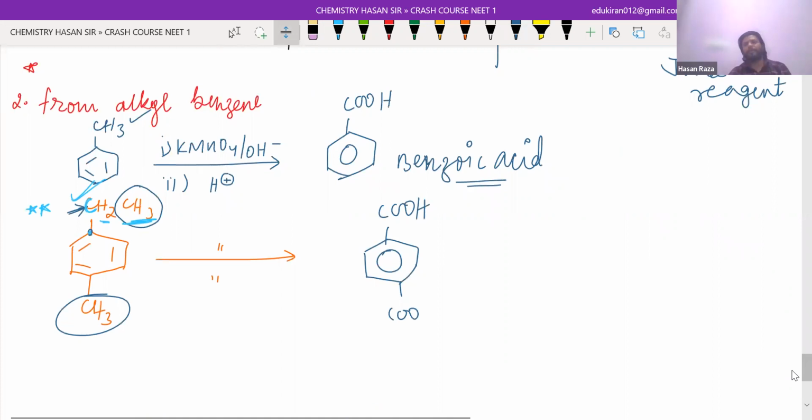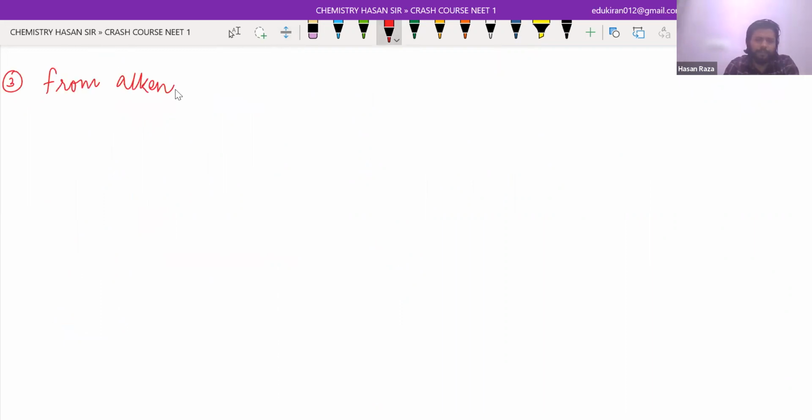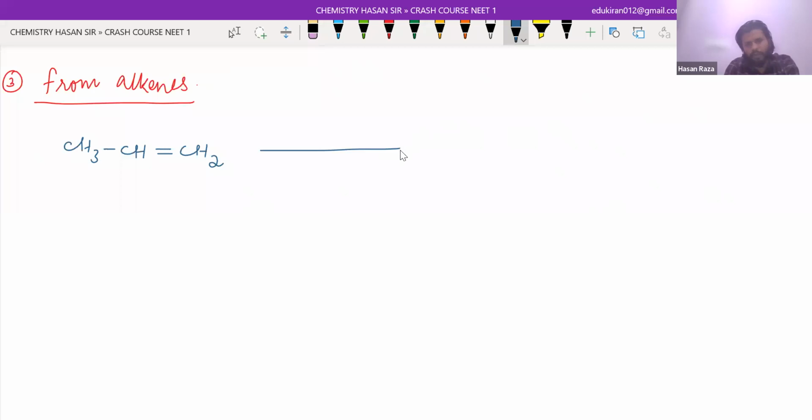So this is the second preparation of carboxylic acid. Now the next is from alkenes. These are very easy. You just need to take care of the reagent. If you have an alkene like this and you treat it with potassium permanganate, KMnO4, and heat it, you just need to break the bond and oxidize this directly into carboxylic acid.